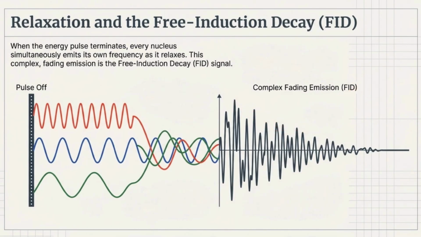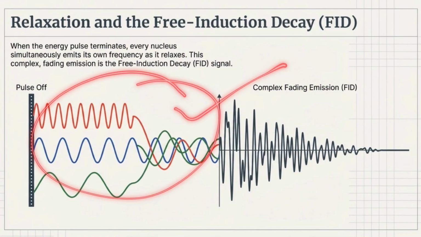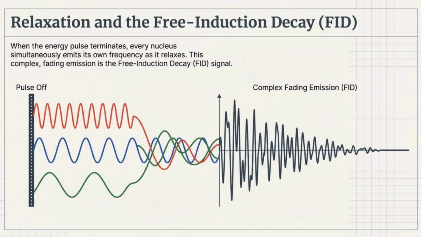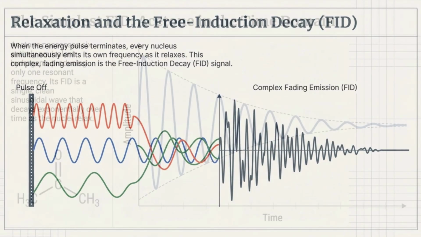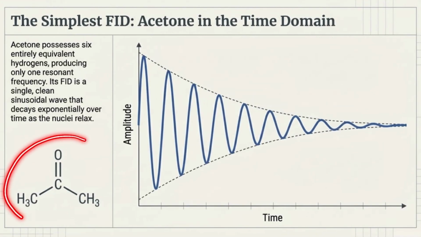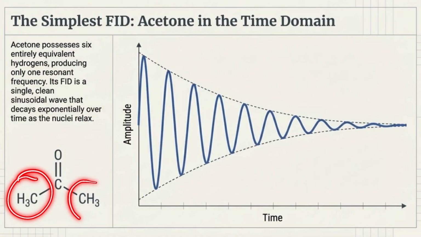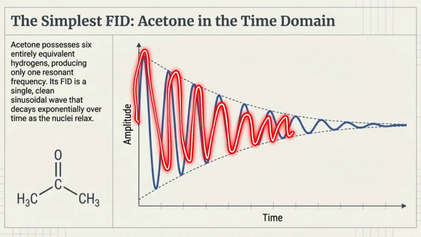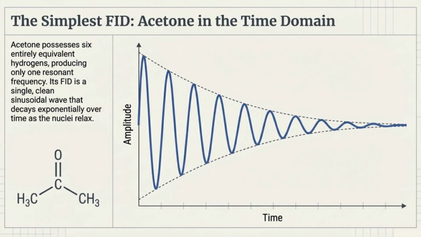So the FID signal is the indication of a Fourier Transform NMR instrument. This is produced when the energy pulse terminates, so each nucleus simultaneously emits its own frequency. Let's take an example of acetone to understand what the FID signal, or free induction decay signal, is. All these six protons are chemically equivalent, so they get excited, and when they de-excite, they emit a single frequency, and this signal of the frequency decays with the passage of time.